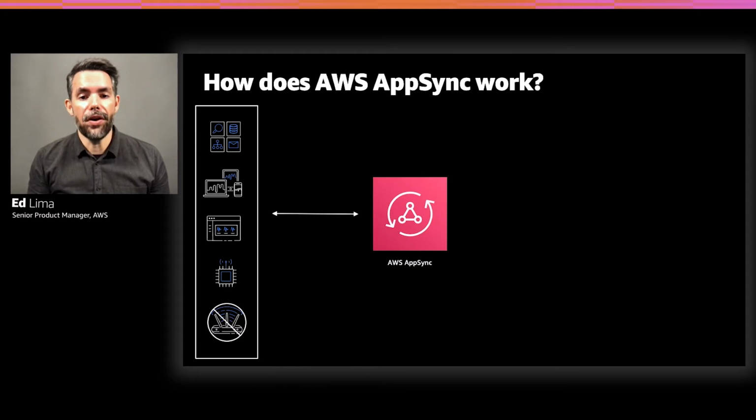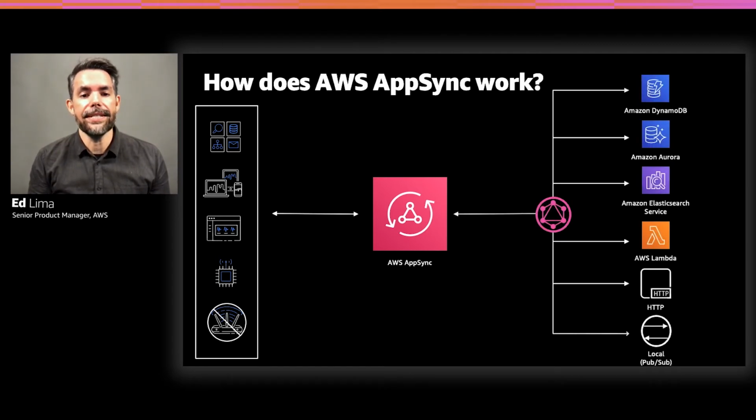AppSync allows you to power your application with the right data from one or more data sources at global scale. It simplifies application development by letting you create a flexible API to securely access, manipulate, and combine data from one or more data sources. That can be databases or other APIs.